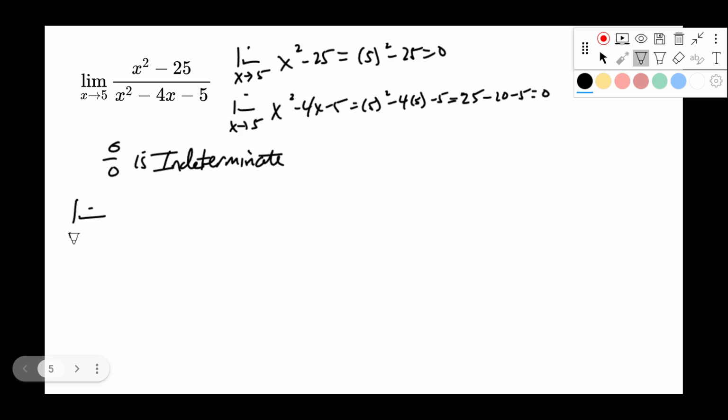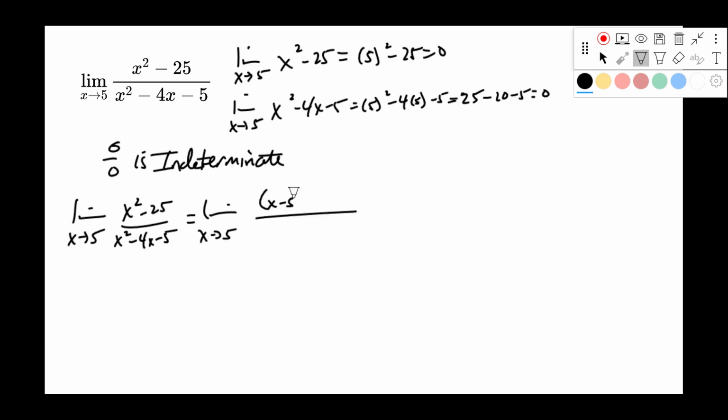So now we're going to try to algebraically repair this problem. We can do that by factoring the top and the bottom, right? Keep our limit sign. Factor x squared minus 25 into x minus 5 times x plus 5. And we can factor x squared minus 4x minus 5 as x minus 5 times x plus 1. Cross out the x minus 5s. That's good, okay? And you can see that's good because that has eliminated the 0 over 0 indeterminate form.